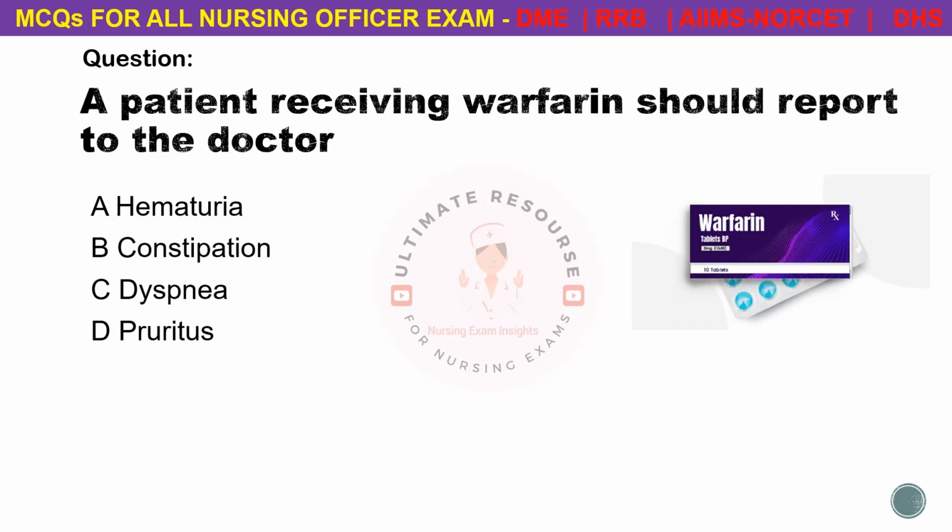A patient receiving warfarin should report to the doctor. Options are A. Hematuria, B. Constipation, C. Dyspnea, D. Pruritus. The answer is A. Hematuria.